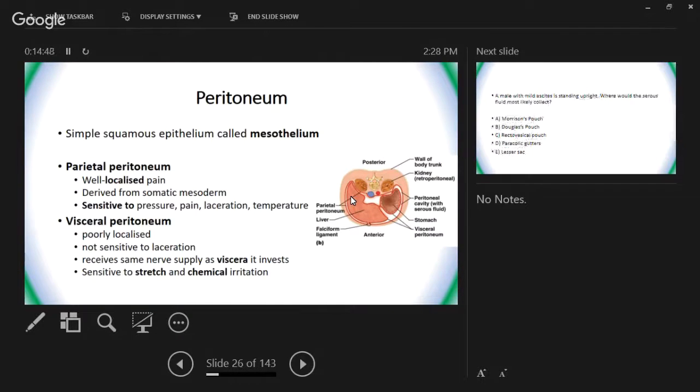So the peritoneum is a simple squamous epithelium, also called mesothelium. For the parietal peritoneum, I like to think of it as skin inside the abdomen, in the sense that it's sensitive to pain, pressure, laceration and temperature. Contrast that with the visceral peritoneum, which is only really sensitive to stretch and chemical irritation. So when the parietal peritoneum is inflamed, you get somatic pain, really localized sharp pain, whereas with visceral irritation you get dull, non-specific visceral pain.